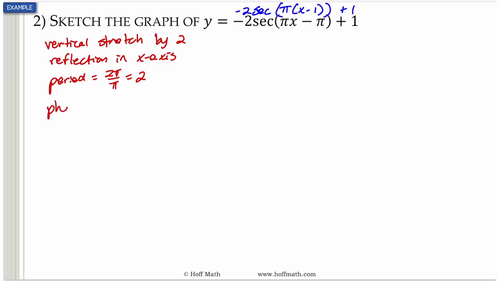We're going to have a phase shift. This is also a little different than what we usually see. We're going to have a phase shift that's going to take us to the right 1. And we're going to have our vertical translation that's going to take us up 1.